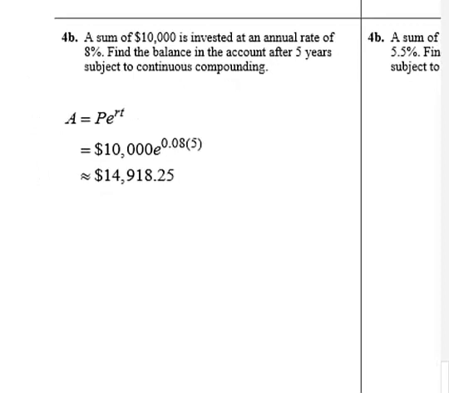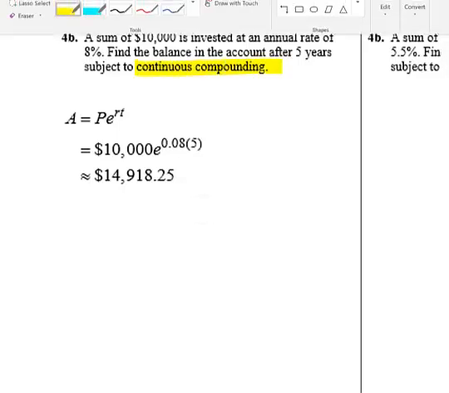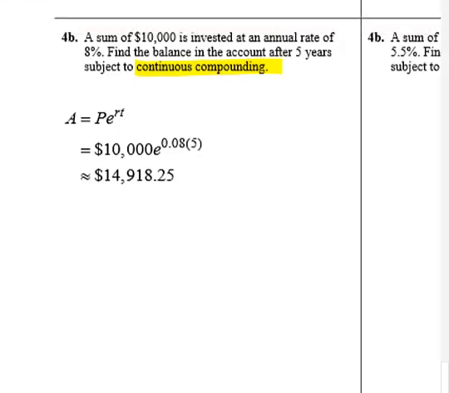Now we have a new formula because I think the language that they use in these examples is a little different. They say a sum of $10,000 is invested at an annual rate of 8%. Find the balance in the account after 5 years, subject to continuous compounding. That's the key word. Before it was compounded monthly or quarterly or daily, or they'll say how many times a year. But if they say continuous compounding, then you know you're using this more simple looking formula.